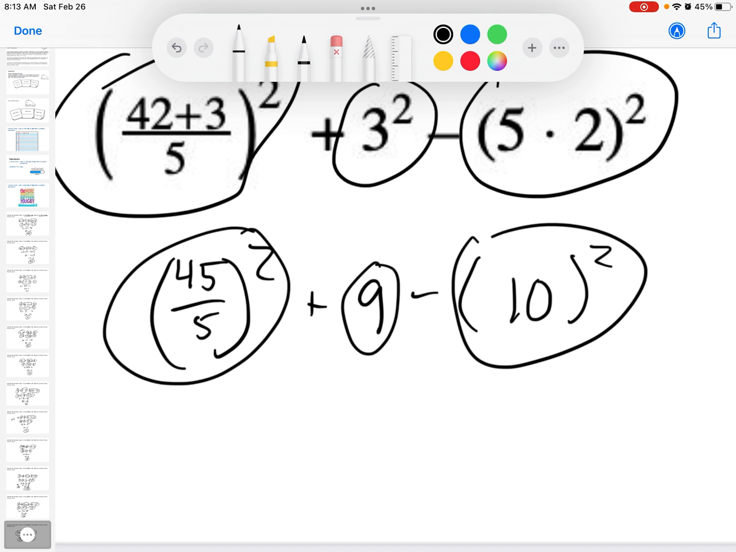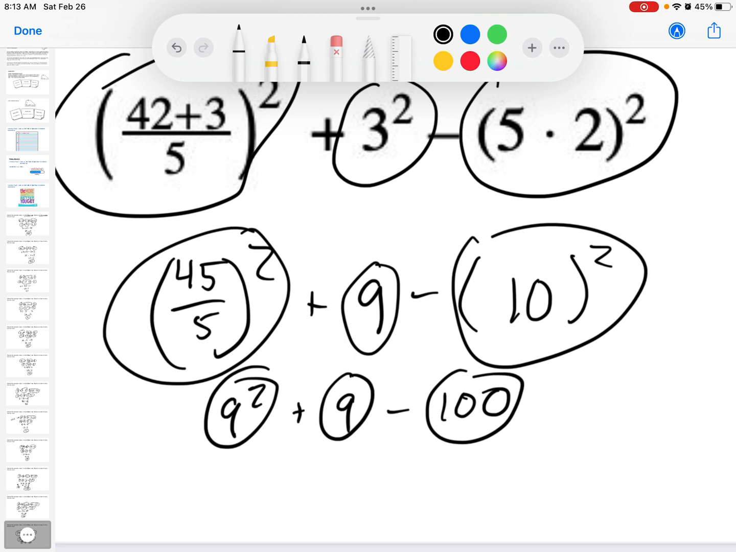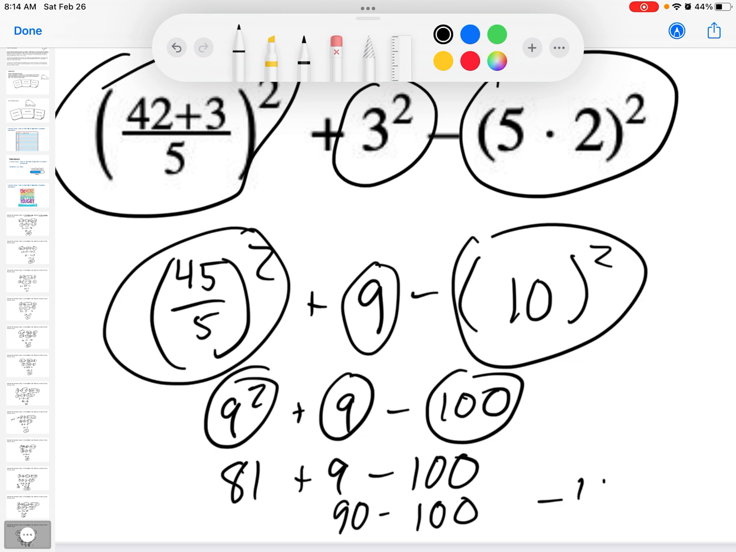All right, maybe running out of room here. 45 divided by 5 is 9. 9 squared is 81, plus 9, minus 100. Still have 3 terms. 1, 2, 3. 81 plus 9 minus 100. All right, 81 plus 9 is 90. I'm running out of room. 90 minus 100 is negative 10.